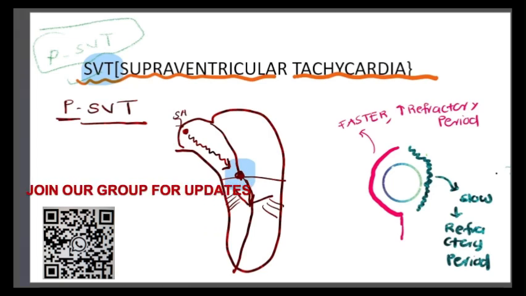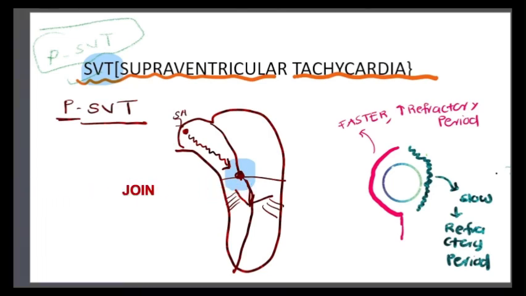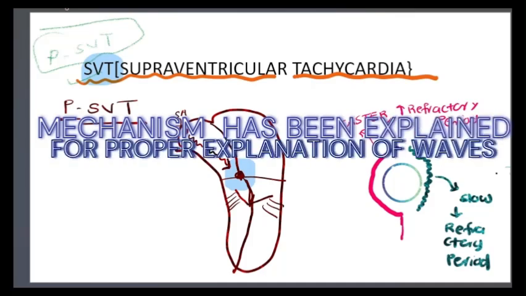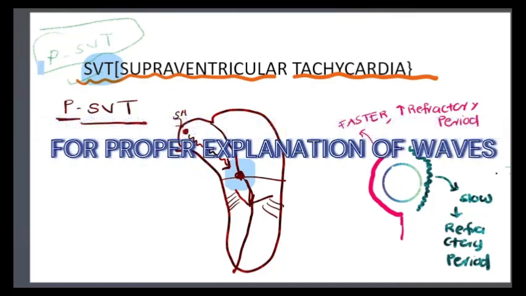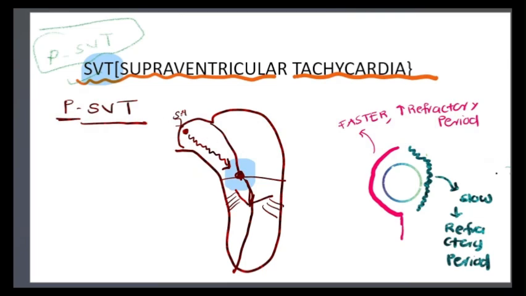In this lecture, we will talk about a type of arrhythmia called paroxysmal supraventricular tachycardia. So, in the picture I have drawn over here, I have shown you the normal conduction. This is a normal conduction.